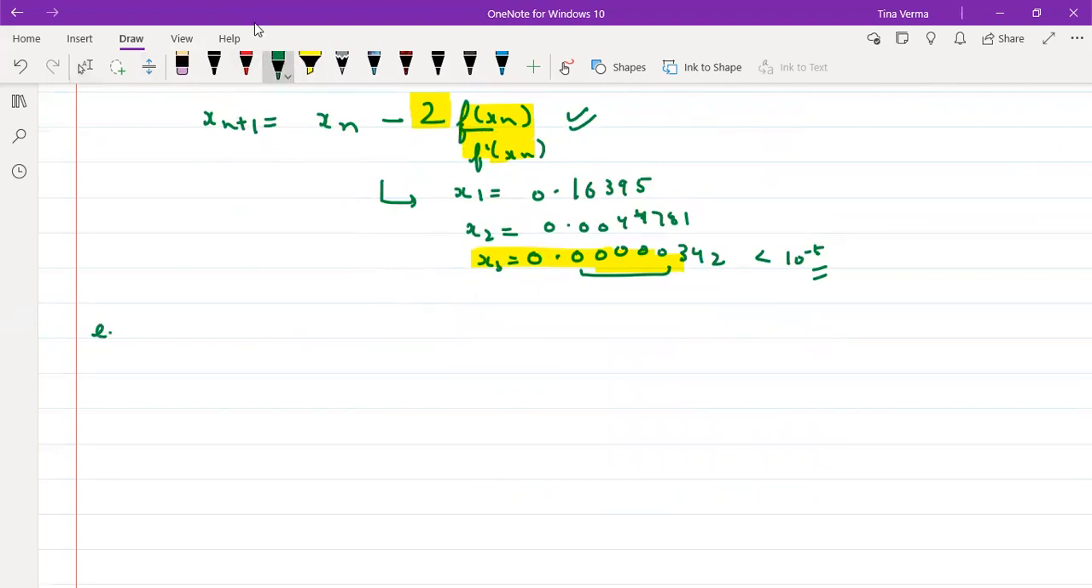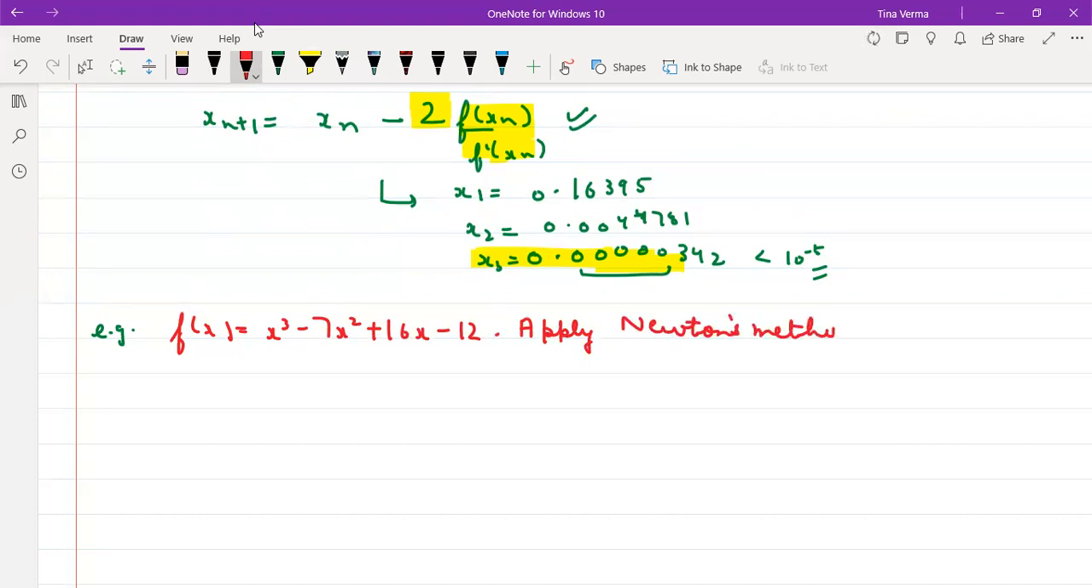So the next example: if you have the function f of x is equal to x cube minus 7x square plus 16x minus 12, apply Newton's method for multiple roots, and your initial approximation is 1. Now in this question, you know that the equation has multiple roots, but here you don't know the multiplicity. How will you find the multiplicity, when you don't even know the root? In the previous one it was given that x equal to 0 is a root with multiplicity 2. But here you know that it has multiple roots, but you don't know the multiplicity.